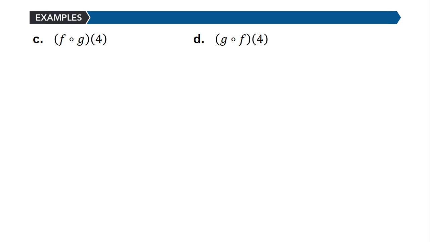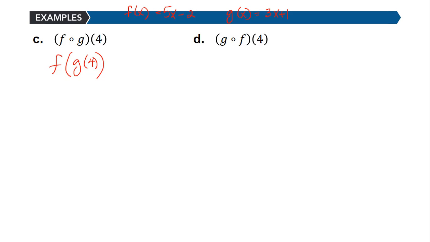Now what if we wanted to find f composed with g of 4? F composed with g of 4 means to do f of g of 4. So we could do this working with the 2 individual functions. We can also do it working with the composite function, and I'll show you that in just a moment. So let's recall, what were our 2 functions? F of x is 5x minus 2, and g of x is 3x plus 1.